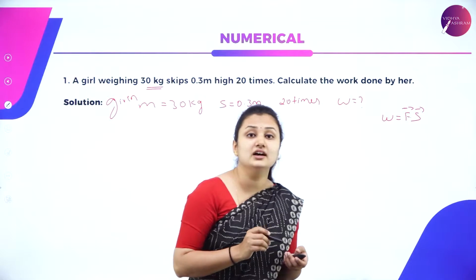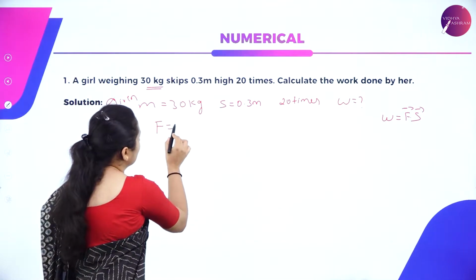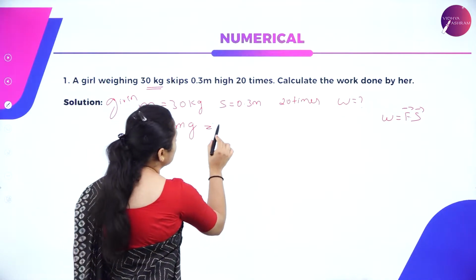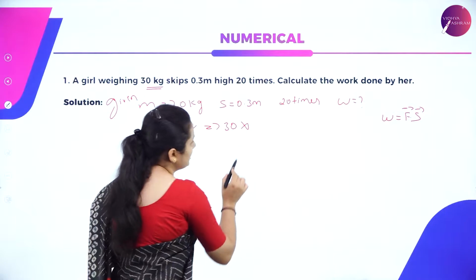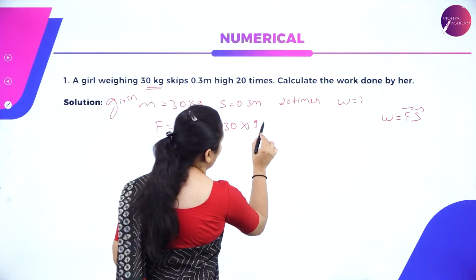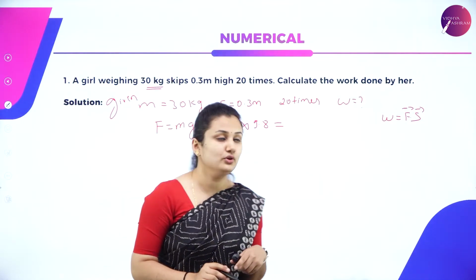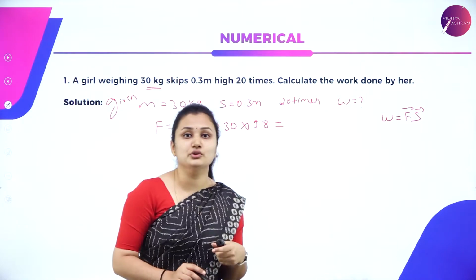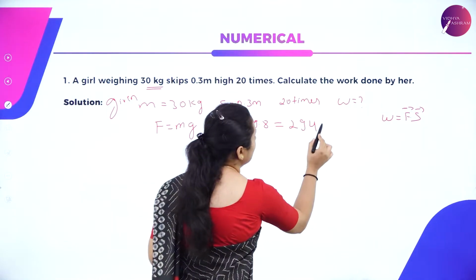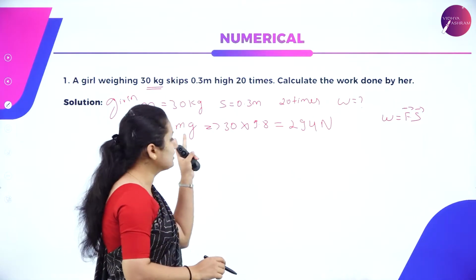Then under the influence of gravity, I can write force is equal to mg. What is mass? It is 30. What is the gravity value? Gravitational value, that is 9.8. So what is the value that you get if you multiply 30 into 9.8? It is 294 Newton. Force is measured in terms of Newton. Now I got the force.